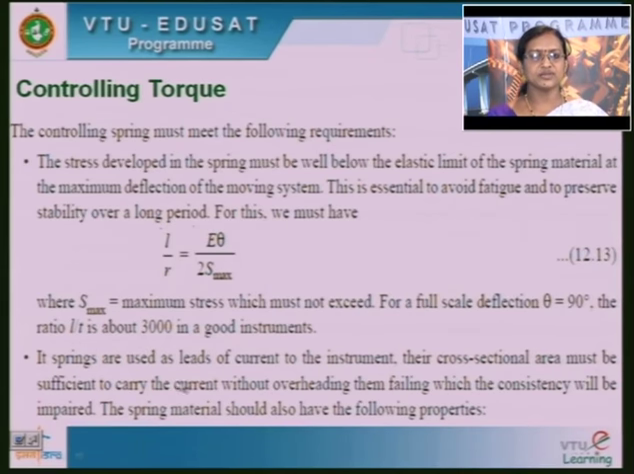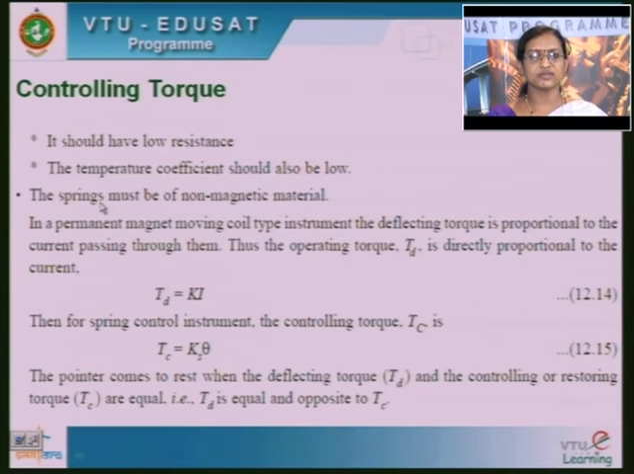If springs are used as leads of current to the instrument, their cross sectional area must be sufficient to carry the current without overheating them, failing which the consistency will be impaired. The spring material should also have the following properties. It should have low resistance. The temperature coefficient should also be low. The spring must be of non-magnetic material.